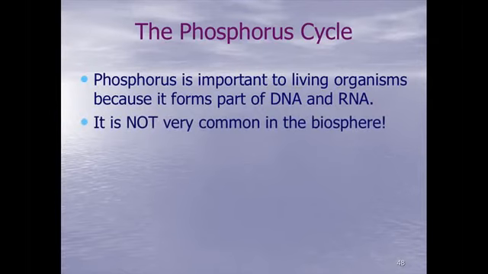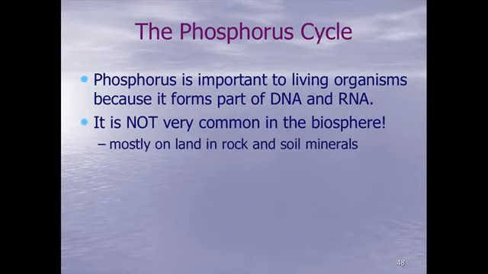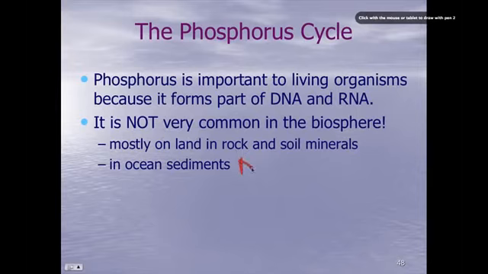Phosphorus is not very common in the biosphere. It's mostly on land in rock and soil minerals, or it is found in ocean sediment. One key thing to remember about phosphorus is that it does not enter the atmosphere. So no atmosphere.